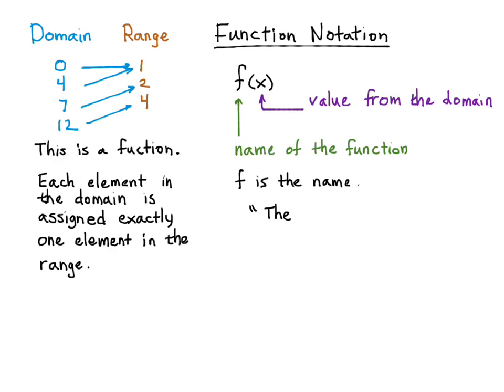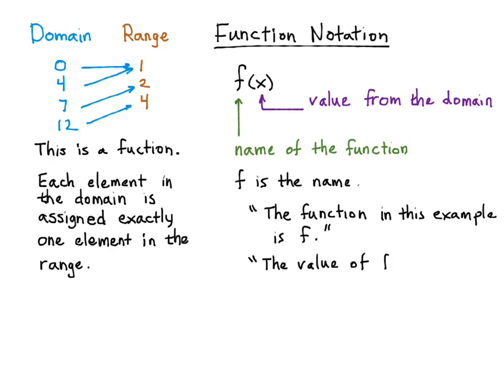And so here's a subtle difference. F is the name of the function. So we can say the function in this example is f. We don't have to say f at x, okay? But if I say the value of f evaluated at x, it is f at x. So when I'm talking about the value of a function, you always put the argument there. We sometimes call that x the argument. So catch the subtle difference here, where f is the name of the function, f at x is the value of the function.